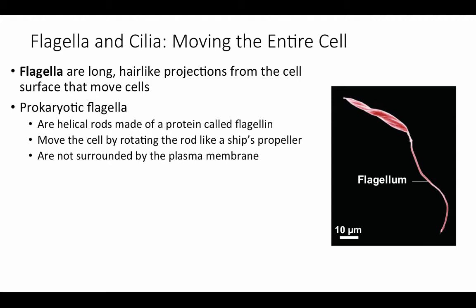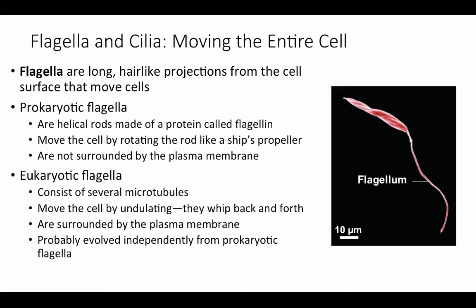So there are going to be some differences between prokaryotic and eukaryotic flagella. So prokaryotic flagella are helical rods, so these spiral rods made of a protein called flagellin. And they're going to move the cell by rotating like a ship's propeller or like a wine corkscrew that's going to create a force pushing the cell forward. So in prokaryotes, the flagellum is not surrounded by the plasma membrane. It's going to be separate outside that plasma membrane.